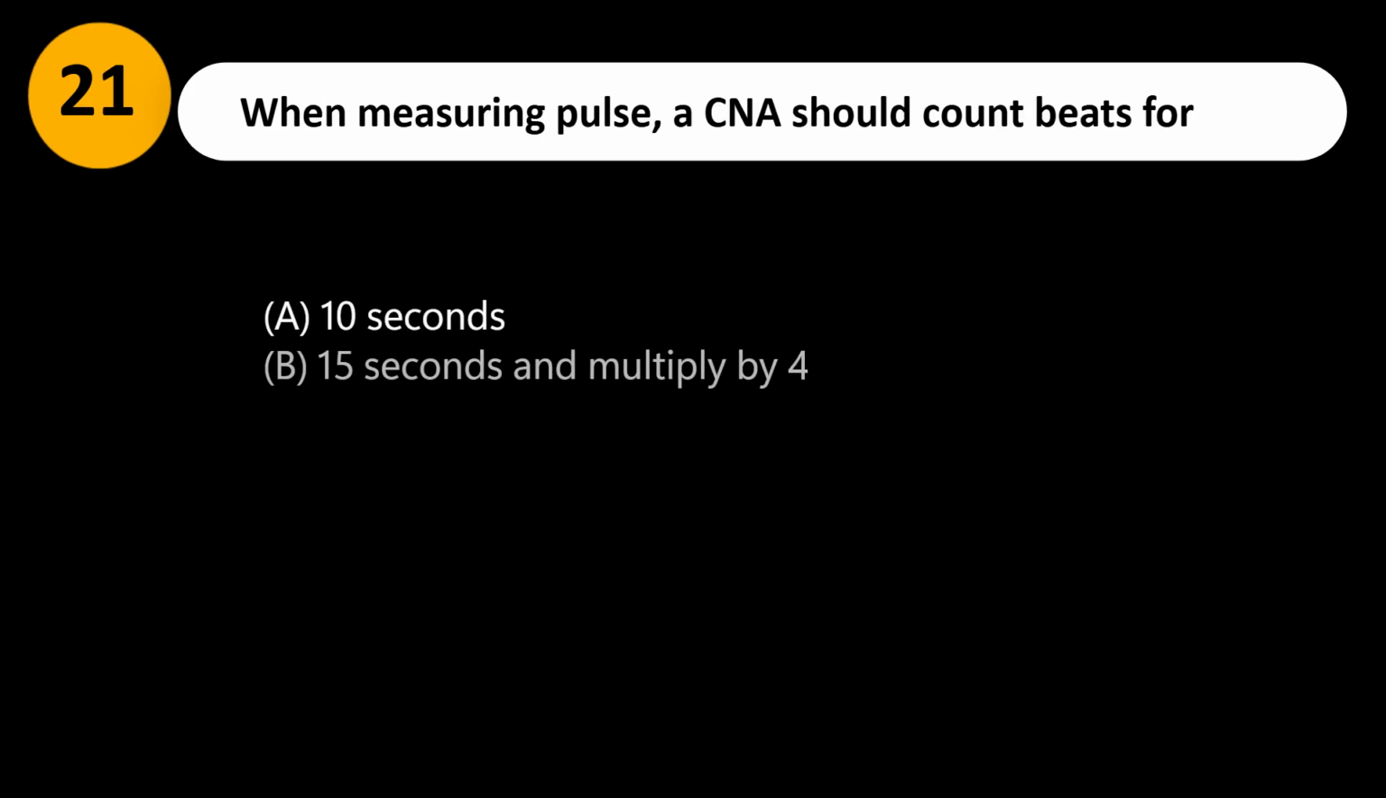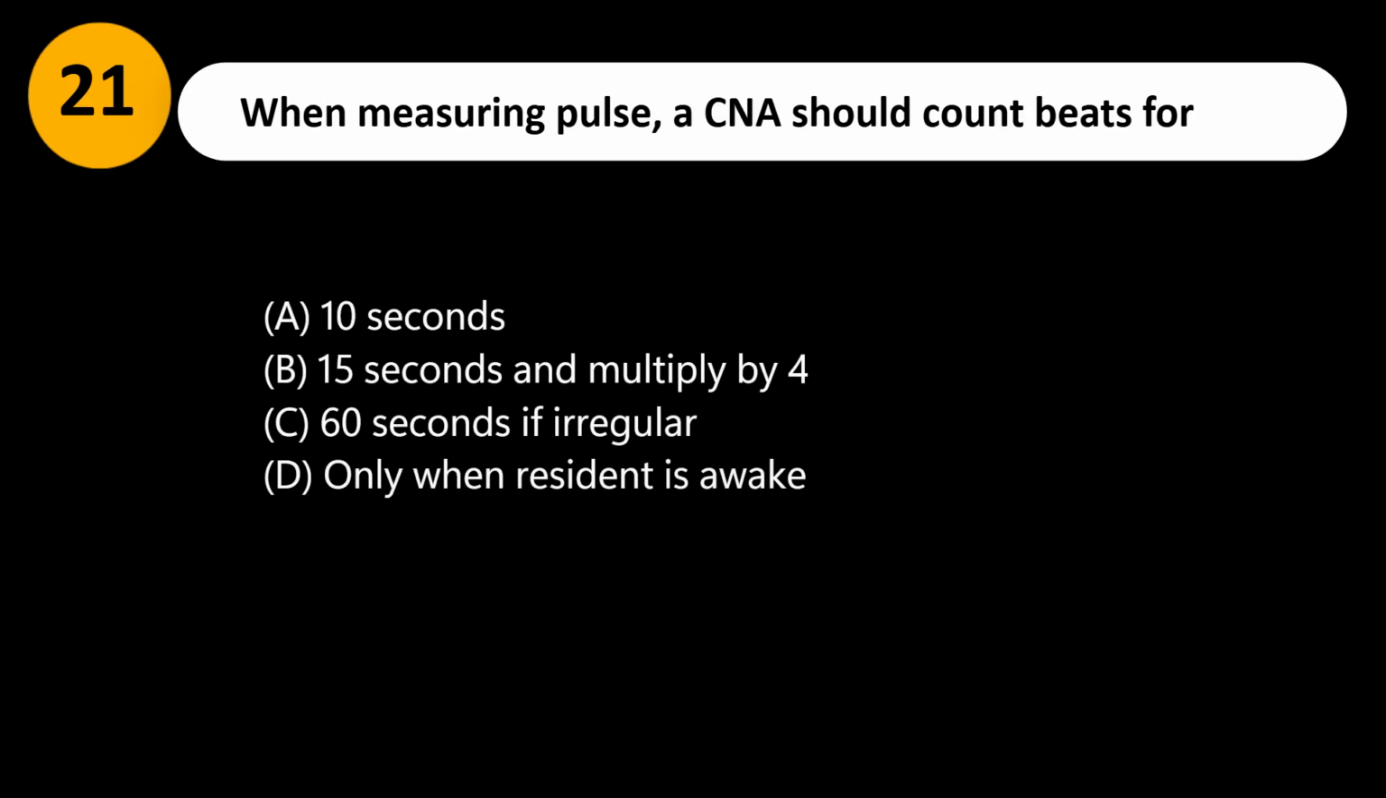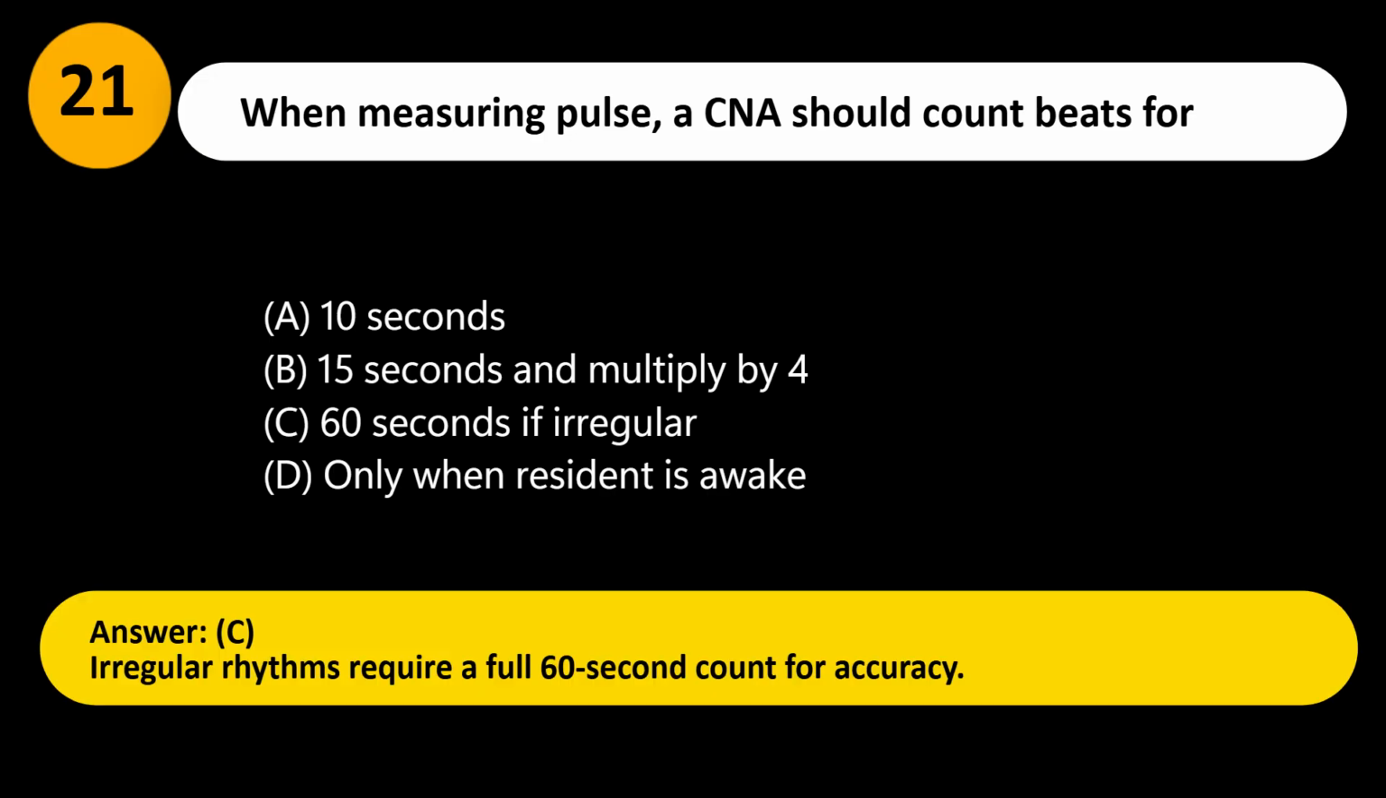When measuring pulse, a CNA should count beats for A. 10 seconds. B. 15 seconds and multiply by 4. C. 60 seconds if irregular. D. Only when resident is awake. Answer: C. Irregular rhythms require a full 60-second count for accuracy.